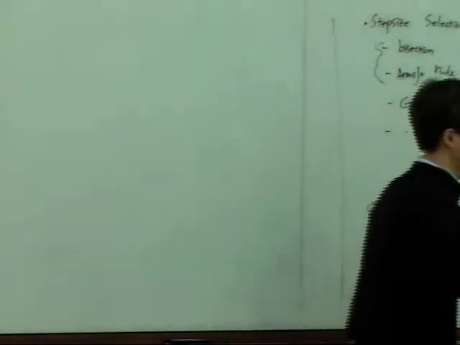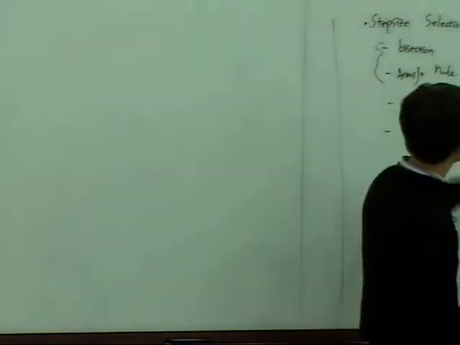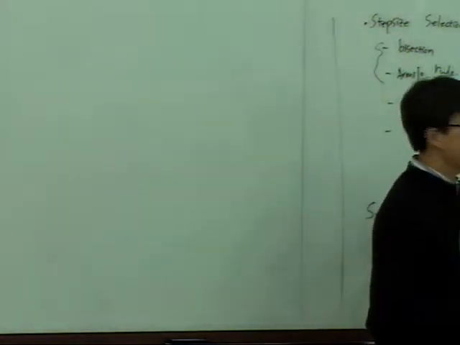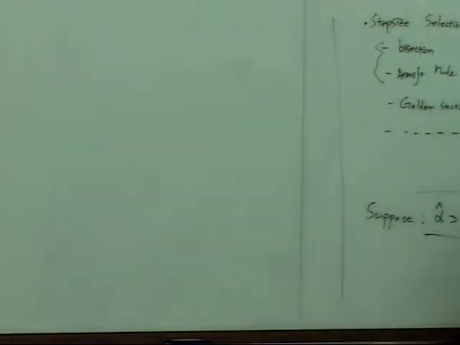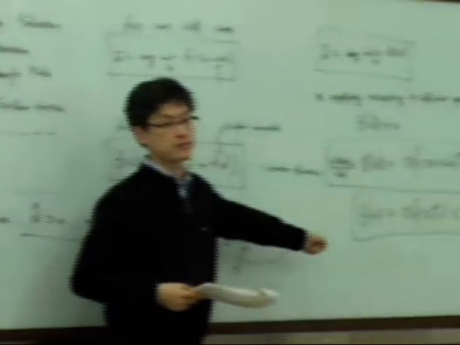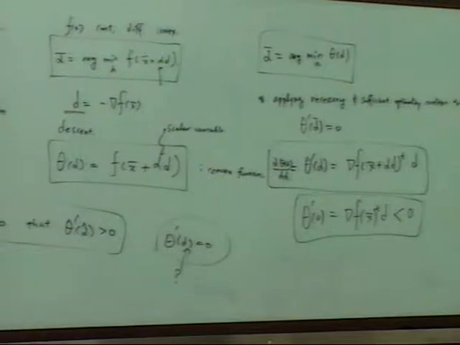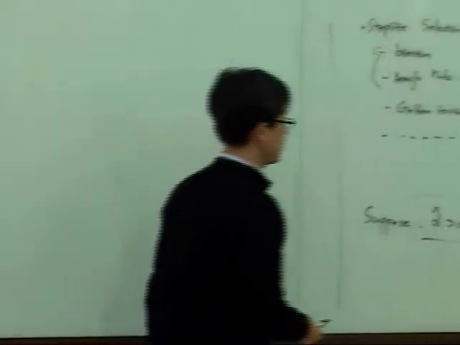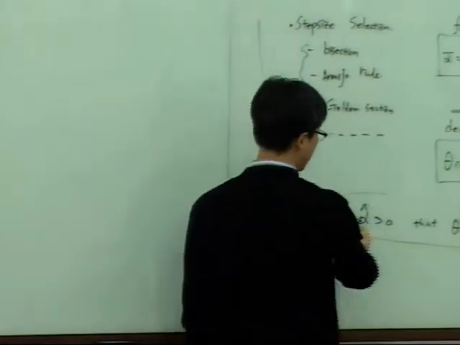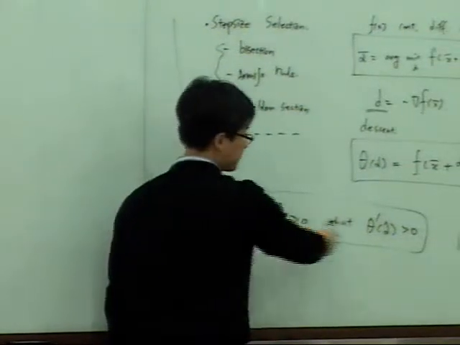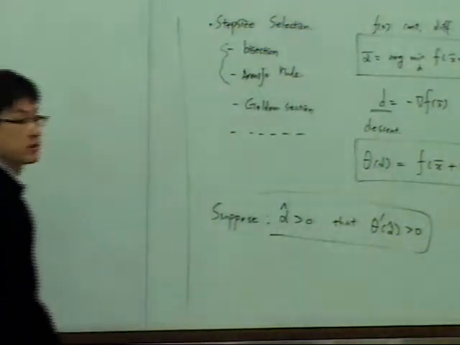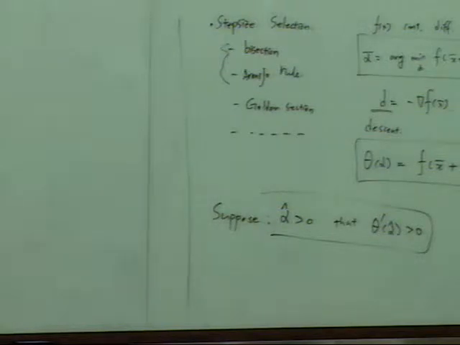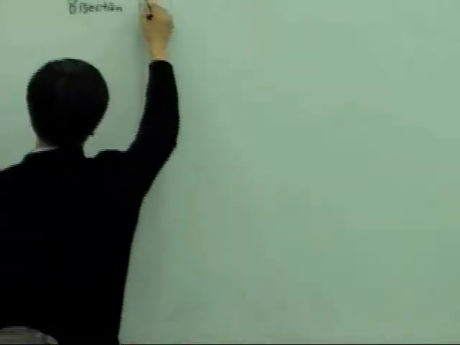Okay. We'd like to find this alpha. And for every alpha, zeta prime 0 is always less than 0, since E is the descent direction. And suppose we found this one. Okay? Then now it's time to consider the bisection algorithm.